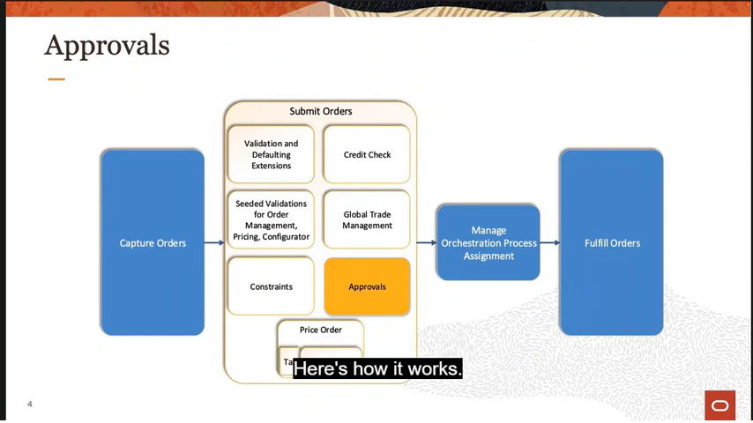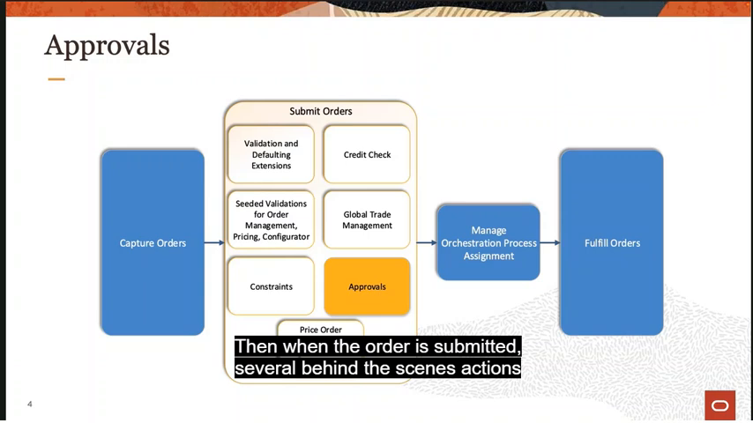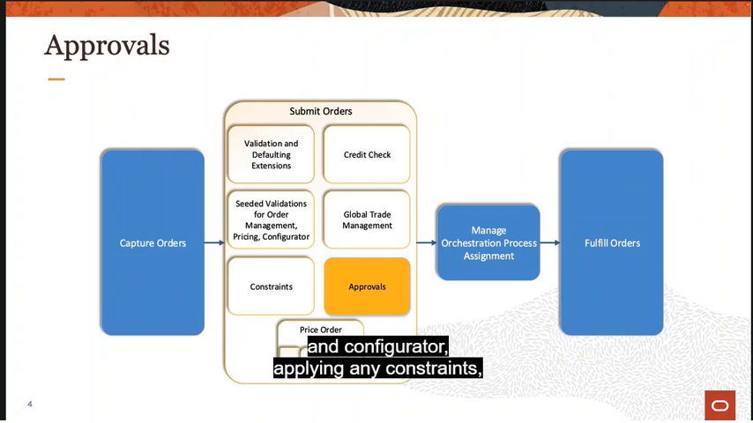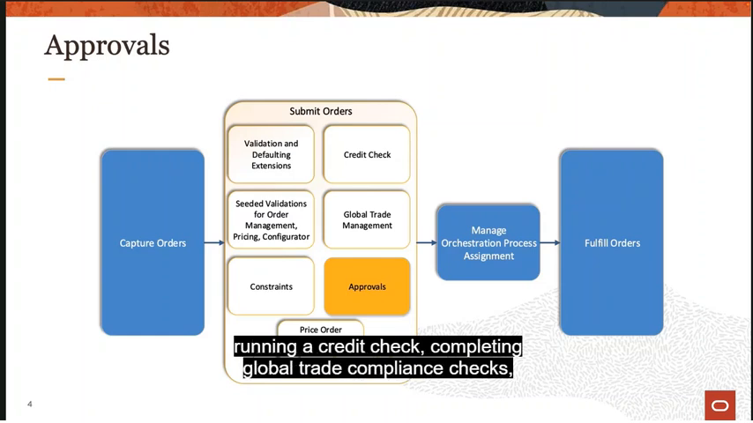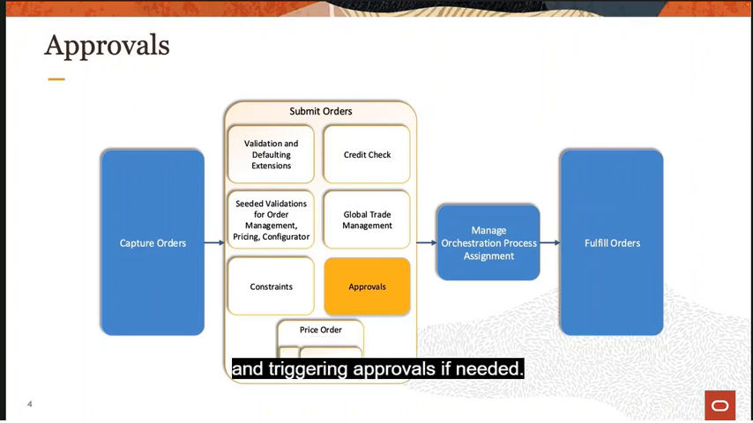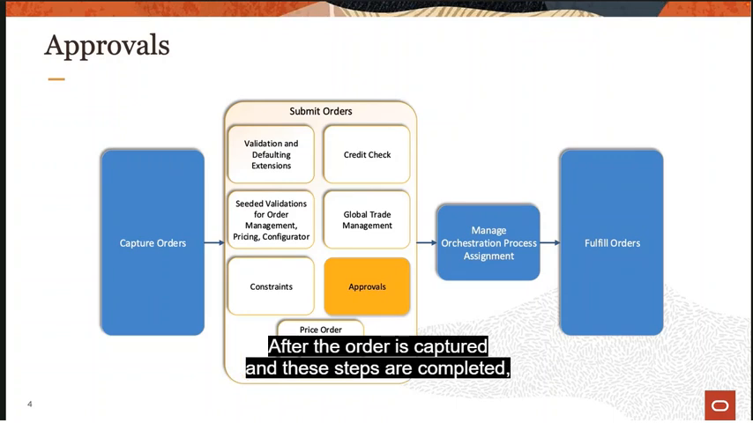Here's how it works. First, orders are captured in the system. Then, when the order is submitted, several behind-the-scenes actions can take place, such as running validation and defaulting extensions, performing built-in validations for order management, pricing, and configurator, applying any constraints, calculating the price, including tax and any pricing guidelines, running a credit check, completing global trade compliance checks, and triggering approvals if needed. After the order is captured and these steps are completed, each fulfillment line gets its own orchestration process, and the order moves forward to fulfillment.